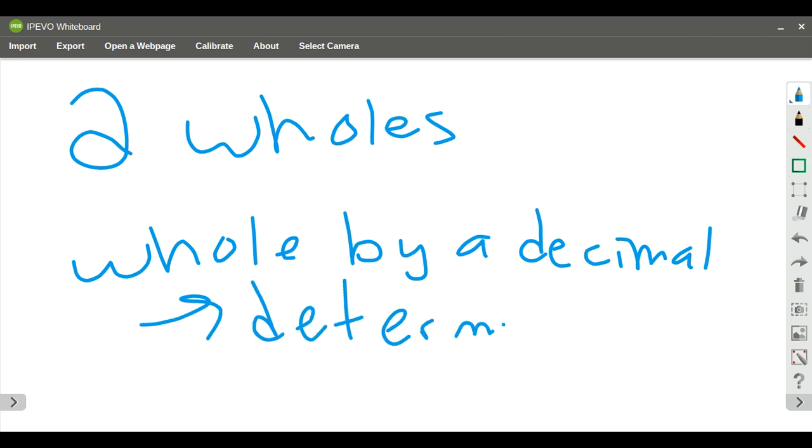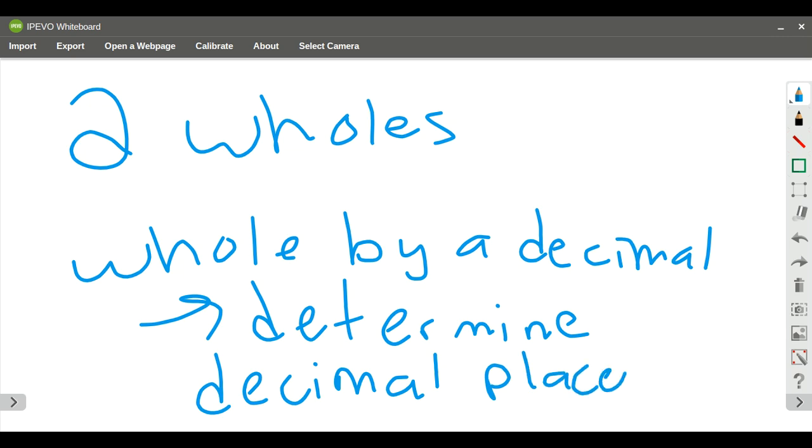And I always place the decimal after I multiply using the standard algorithm. So I determine decimal placement when I multiply a whole number by a decimal versus when I'm multiplying 2 whole numbers together. 2 whole numbers, I just multiply them together. But when I'm multiplying a decimal, I'm going to use that pattern to determine my decimal placement.